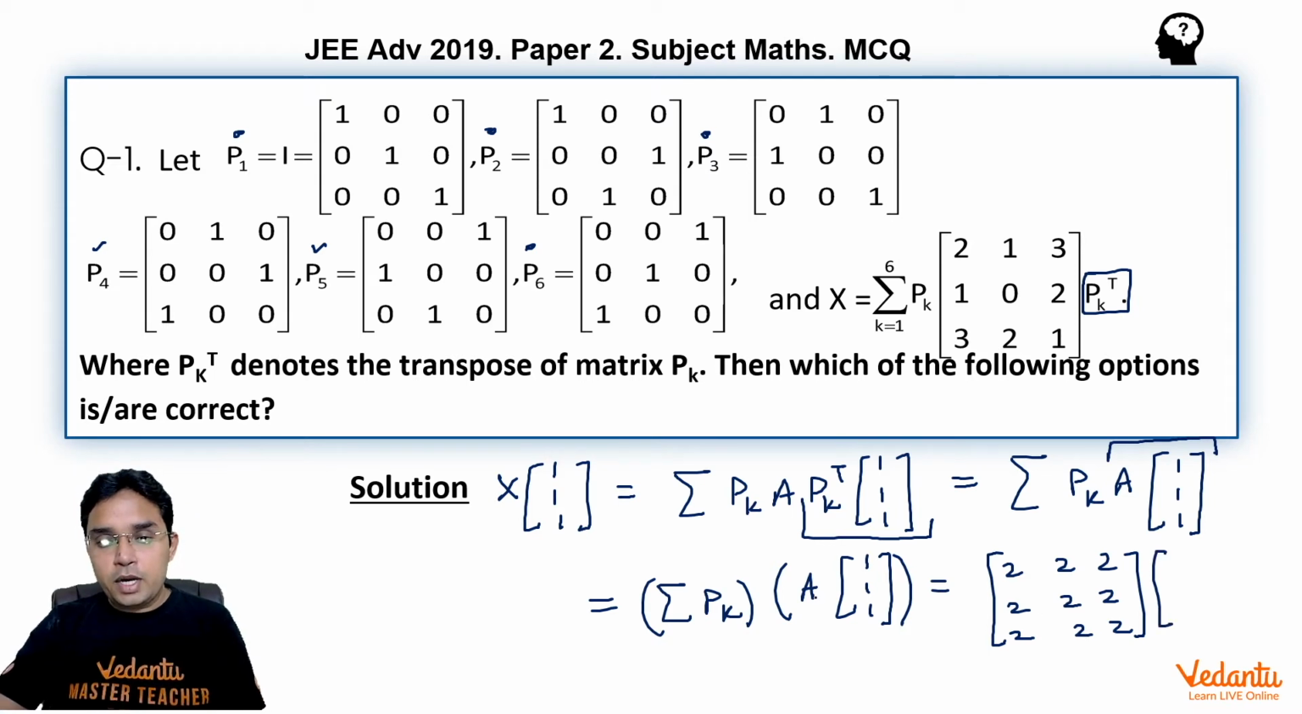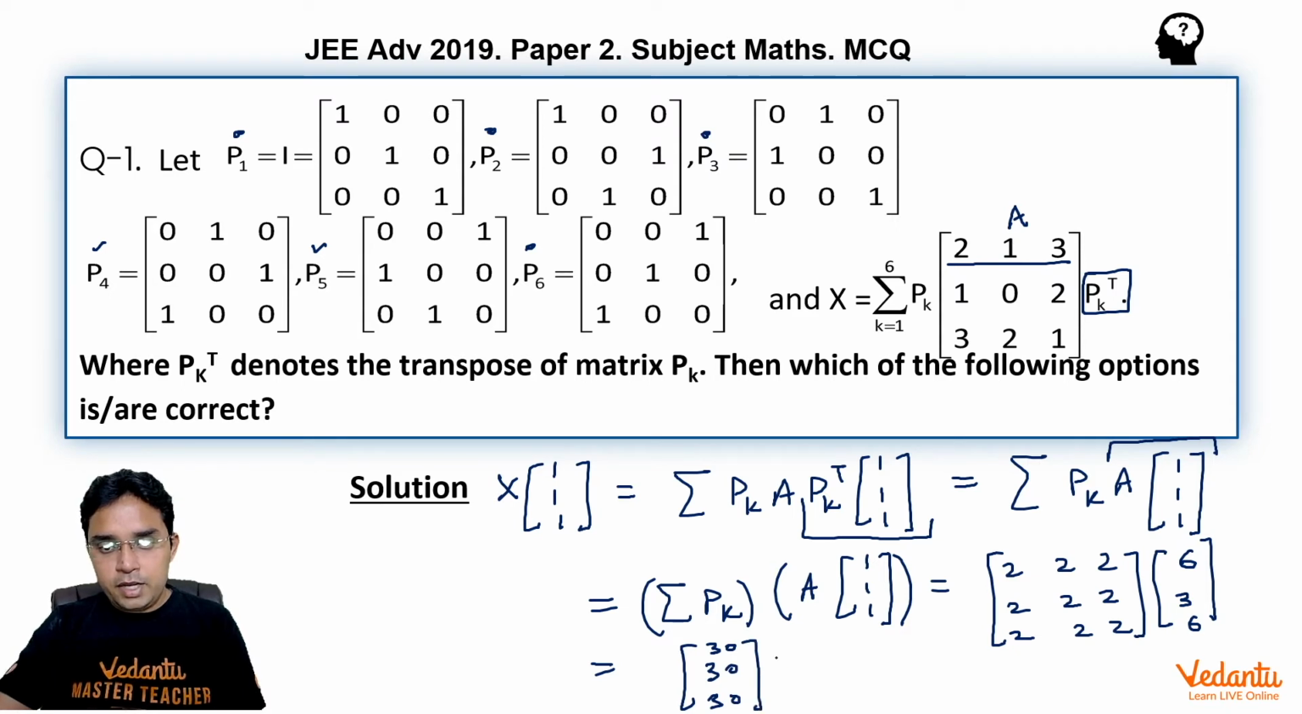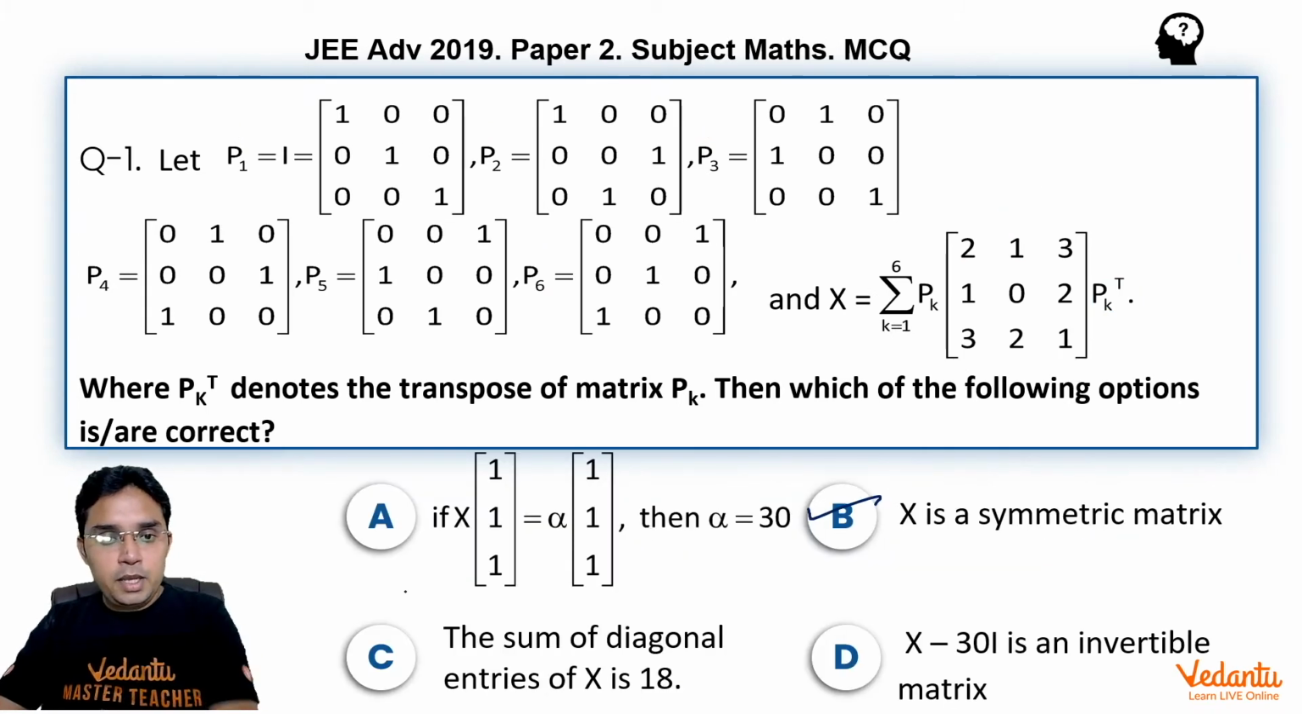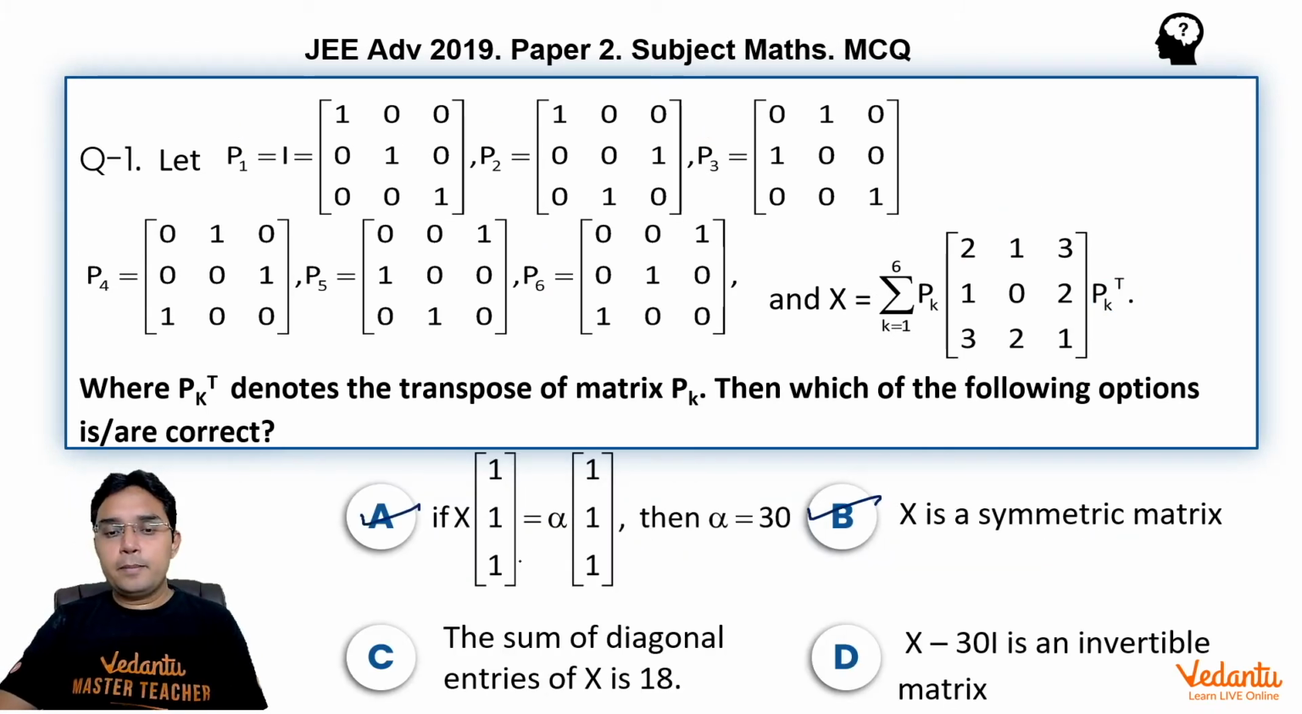And for this product of A with [1 1 1], we can check the first row of this A when multiplied with [1 1 1] will give us 6 here, 3 here, and 6 here. And if we multiply these two matrices, we get 30 here, 30 here and 30 here. So we can take 30 common and we will get [1 1 1] here. So this option A is absolutely correct.